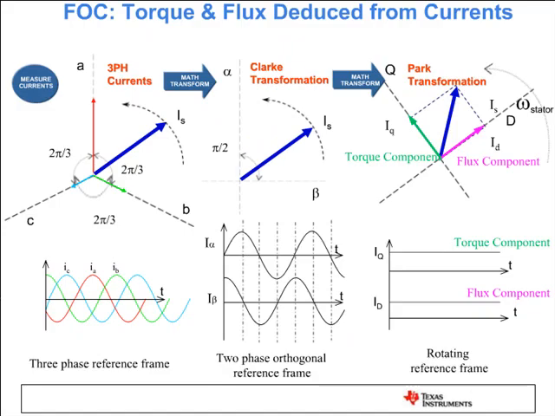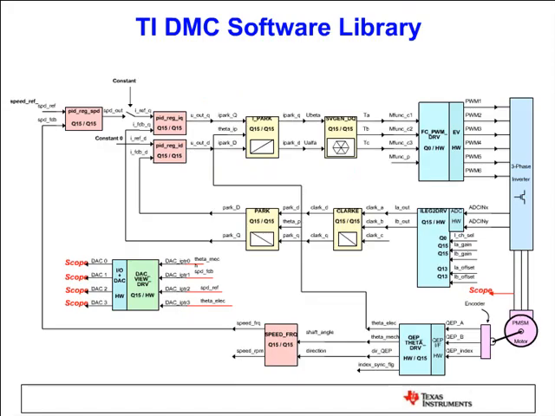Now as TI, what we have are block diagrams. This is almost identical to the control block diagram I showed earlier. The blocks here are software modules, which are C functions. The inputs and outputs of these C functions are very well defined, and you can link them to each other in the code. For example, run the Clark first, then link the output of Clark to the inputs of Park, then call the Park function, then link the output of Park to the PID inputs, and then call the PID function.